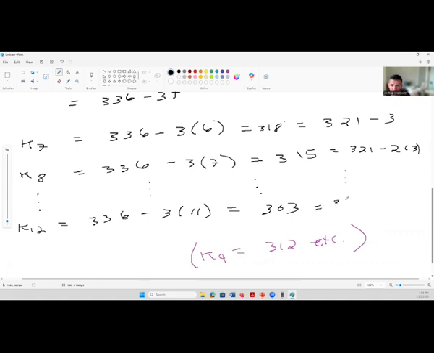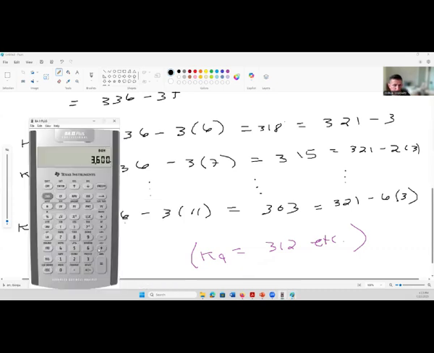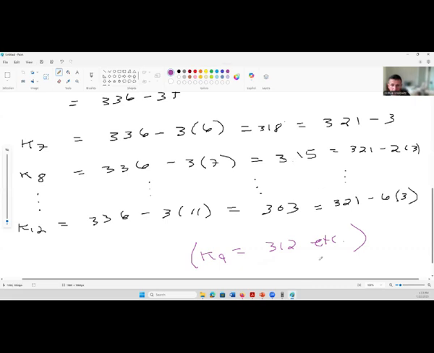This is going to be 321 minus 6 payments. 6 times 3. Guess it can't hurt to check. 321 minus 18. And for example, the next one, K9 here, would be 315. Sorry, 321 minus 9. So this, yeah, 3, 2 times 3, 3 times 3, all the way to 6 times 3.